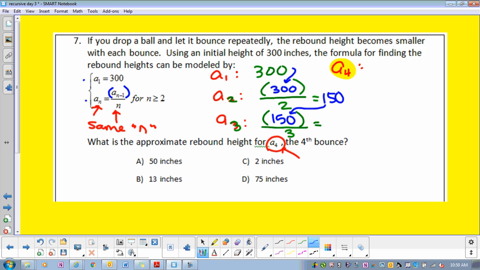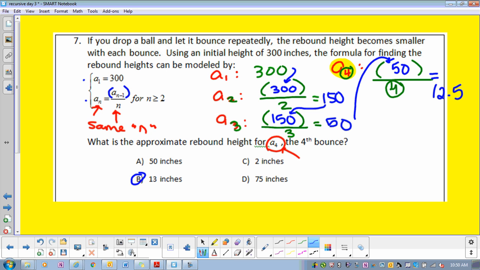50. So then think about a sub 4, guys. It's a plug-in divided by what? 4. Right? Because this n has to match this n, okay? So then 50 divided by 4 gives me what? 12.5. Yeah. So which one is the approximate rebound height? A, B, C, or D? Yeah, it'd be B, 13 inches, right?